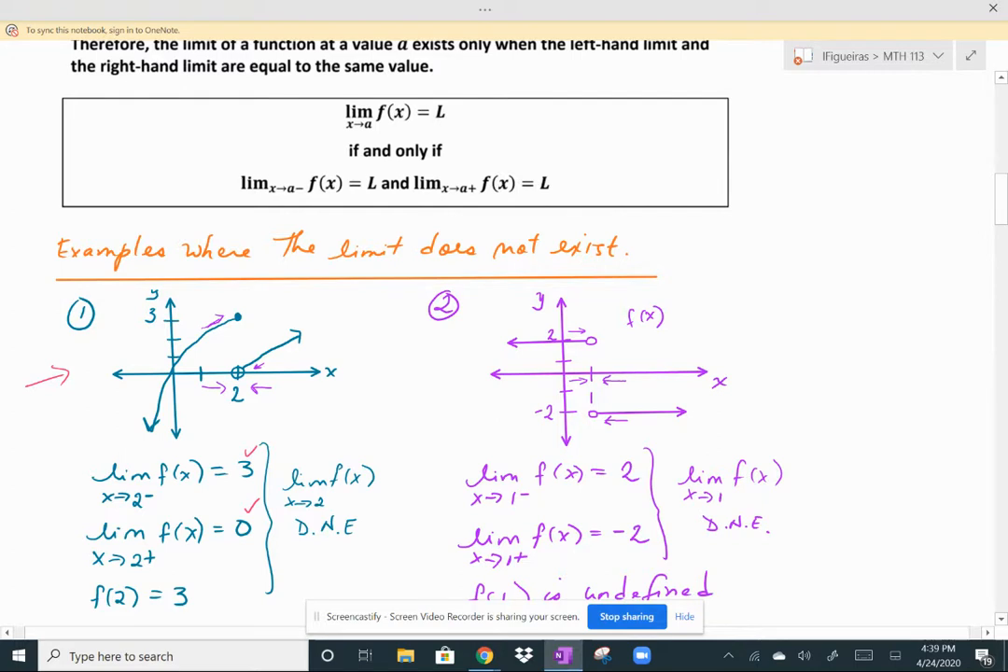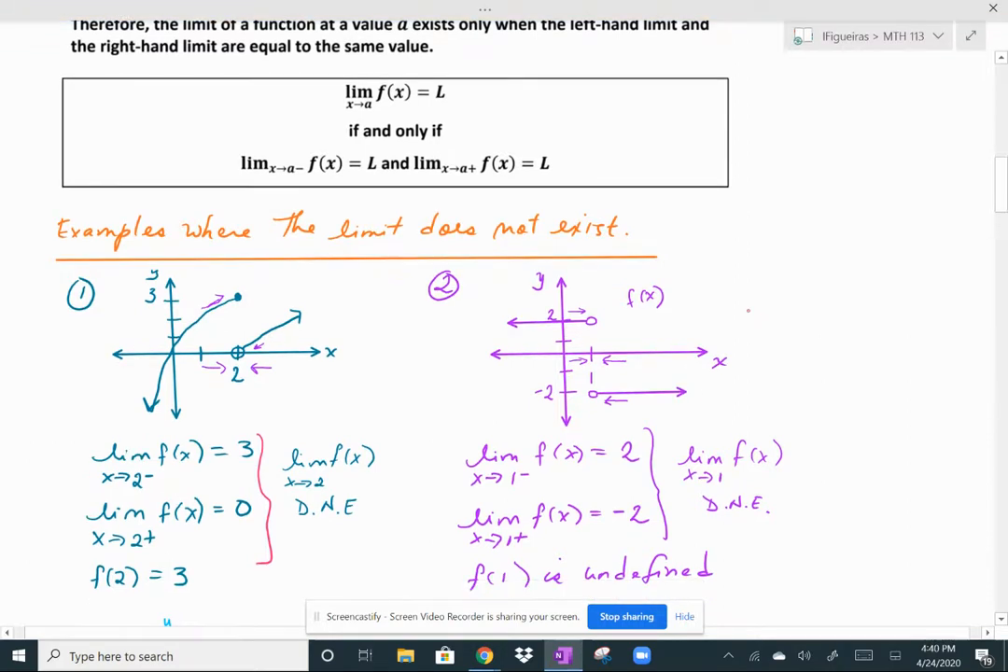Since the left-hand limit and the right-hand limit are not equal, you can safely say that the limit does not exist, as indicated here, DNE, meaning does not exist. But in this example, the function does exist, but it exists at 3. That's why you have the closed circle here and an open circle below. You can't have two closed circles corresponding to the same value of x, because that would violate the definition of a function.